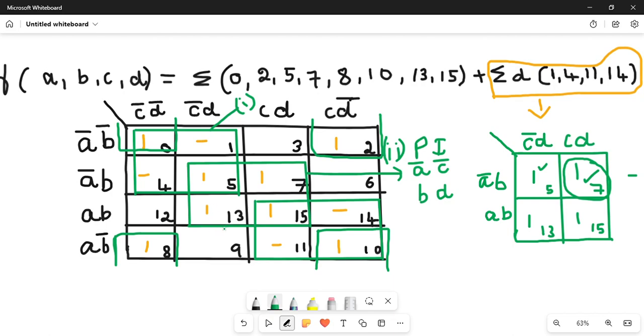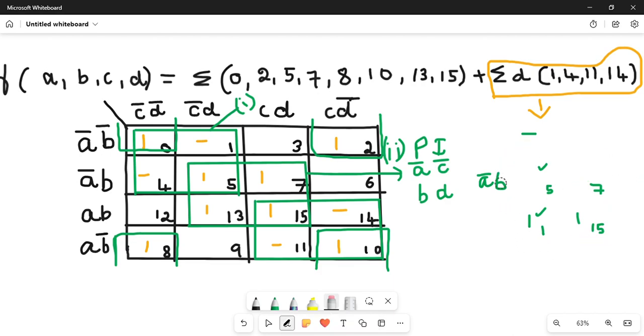13, you can see, has not been shared by any other cells excluding the cells present in the group of 4 here, right. 13 is not shared with 9, not shared with 12, so 13 is done. And 15 is shared by cell number 11 in the case of group number 3. So that is why this BD is also an EPI. So the essential cell numbers are 7 and 13, right. Yeah.